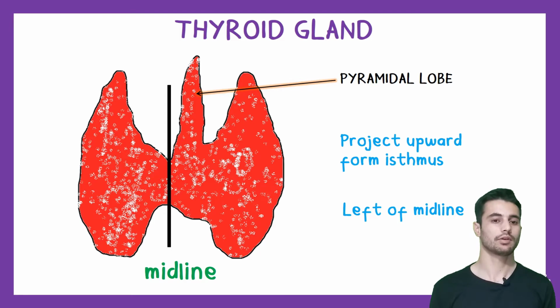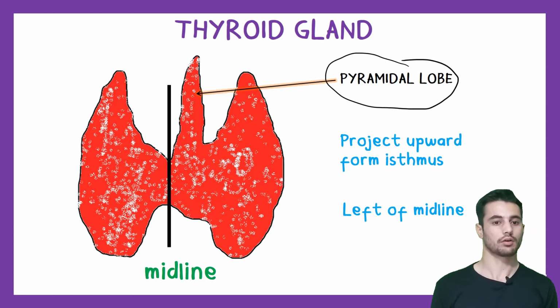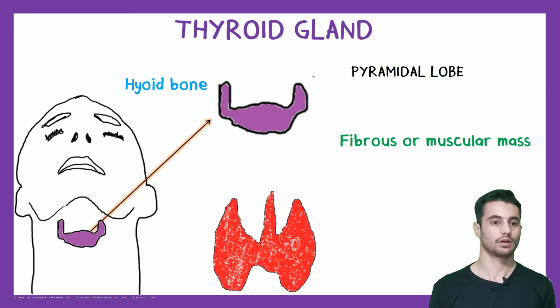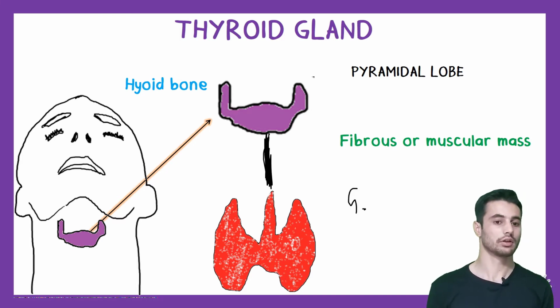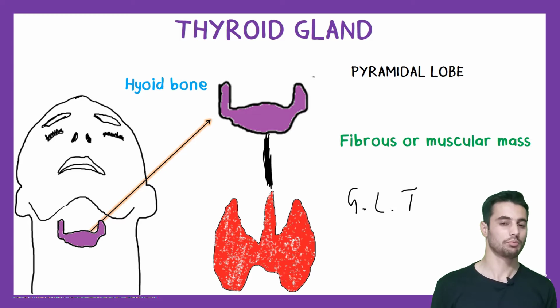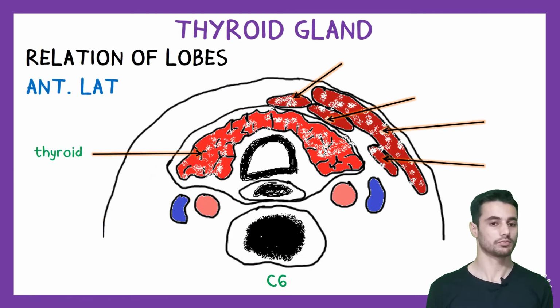Now, sometimes we have an extra lobe which is extending from the isthmus. This lobe is known as the pyramidal lobe. If we divide the thyroid gland at the midline, to the left of the midline we have this pyramidal lobe. The hyoid bone is connected with this pyramidal lobe by a fibrous muscular structure, and if it is muscular in nature, it is known as glandulae levator thyroidei. This is the name of the muscle which connects this pyramidal lobe with this hyoid bone.